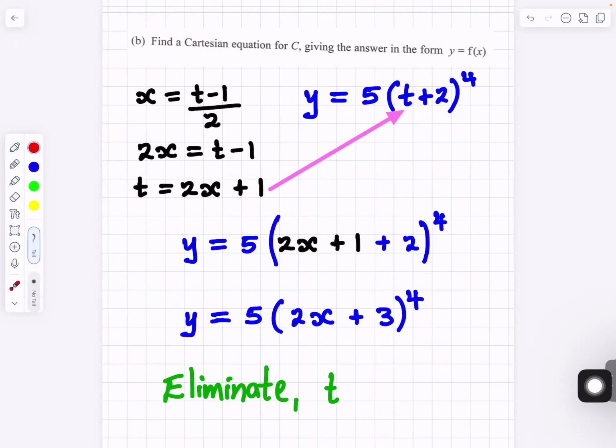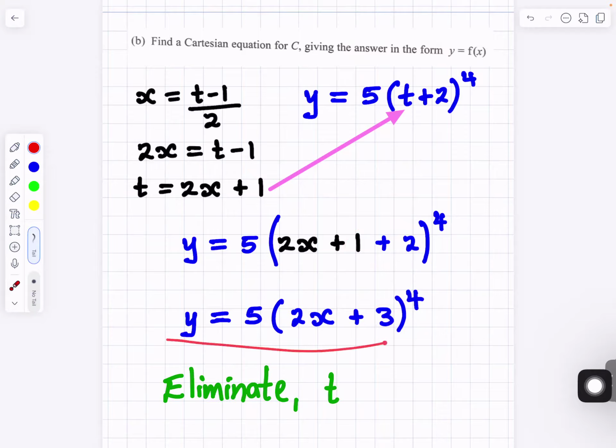So what we do is we make t the subject from the first one. To make t the subject, you get t equals 2x plus 1. And then you take that t, and replace t in the y function. So instead of t there, you put 2x plus 1. And then 1 plus 2 gives you 3.